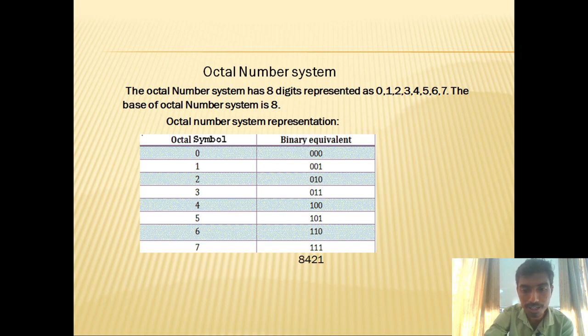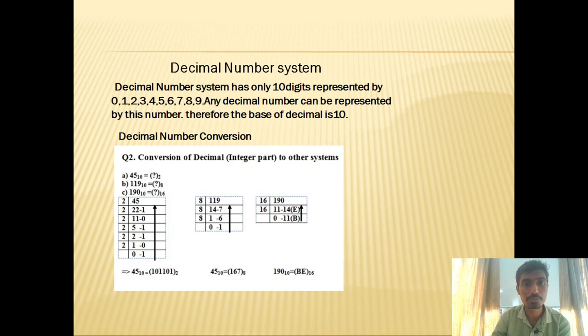6 will be represented as 4 plus 1, means 4 plus 2 will be 6, so 1, 1, 0. 5 will be represented as 1, 0, 1. So in this way you can convert all the numbers by using that formula of 8421 in octal. In the same way you can use it in the hexadecimal number system also.